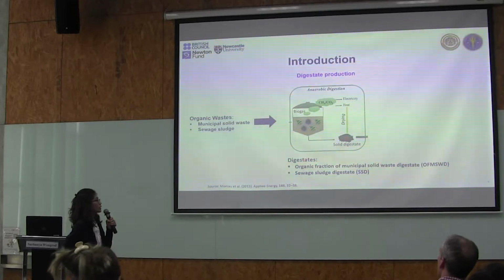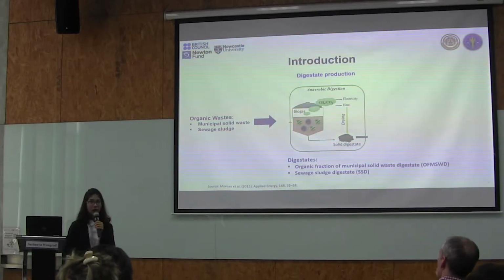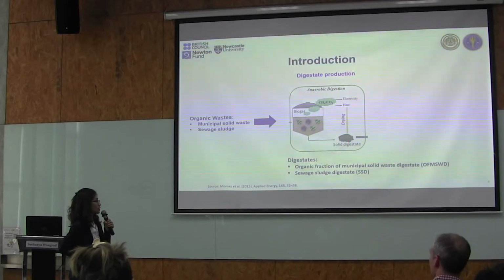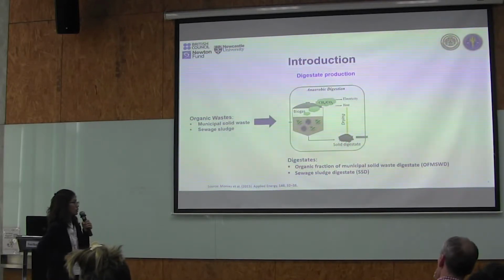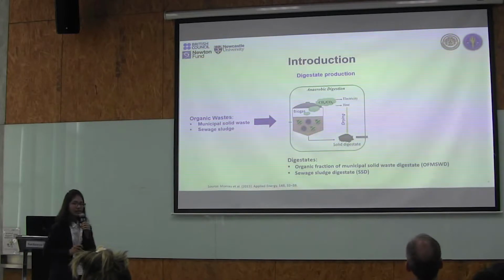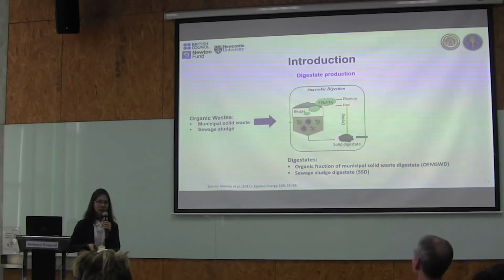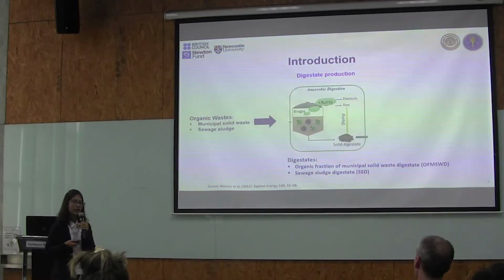However, we also get a byproduct as well. In this case, it is solid digestate, such as organic fraction of municipal solid waste digestate or sewage sludge digestate. Since these digestates contain some metals and also pathogens, they cannot be directly applied to land or to agricultural purposes. So we try to make use of or recycle this waste.